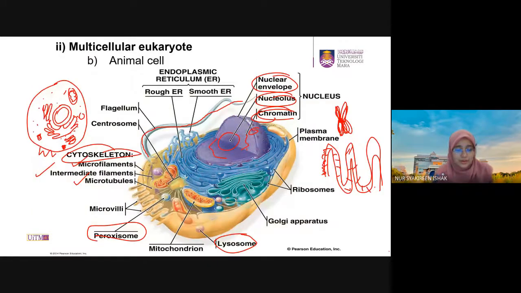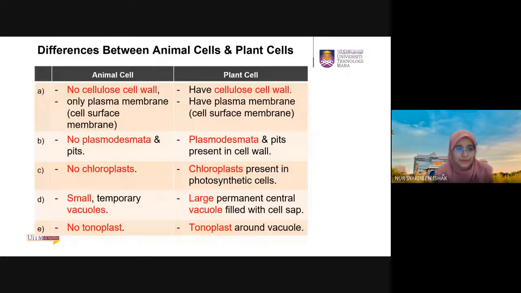Okay, so tonoplast. Okay, another structure is tonoplast. Okay, so what is tonoplast? It is the membrane of the vacuole. So the membrane of the central vacuole, we call it as the tonoplast. So because animal cell does not have any central vacuole, so obviously there's no tonoplast.